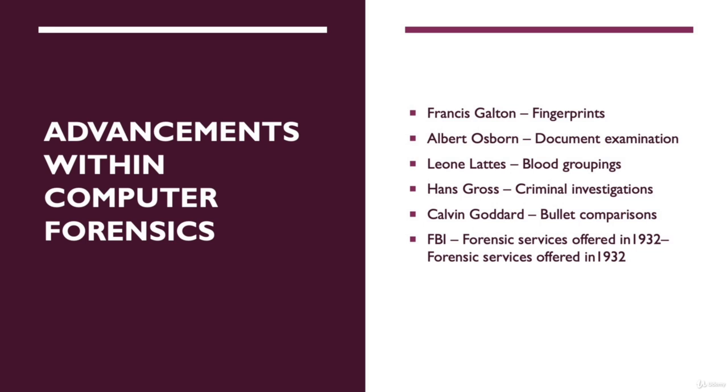Then in 1932, the FBI began to offer their forensic services. It was a lab that was set up to provide services to all the field agents as well as other law enforcement authorities across the country. This was just the beginning of more things to come as we had more advancements within forensics. The people noted for advancements listed within this slide date back to 1822 all the way through 1932. As you can see, forensics has continued to advance more and more with each researcher.